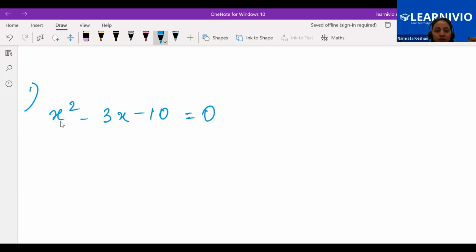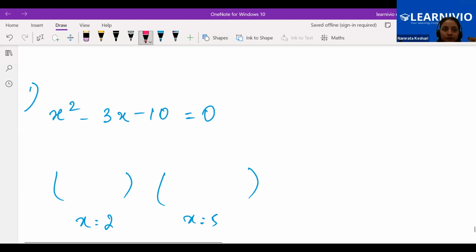Okay, so the first x is 2 and the second x is 5. The first bracket is x minus 2 and the second one is x minus 5. Let's check. x square minus 3x, so 5 and 2. I can see you have already found it correctly. x square minus 5x plus 2x minus 10.